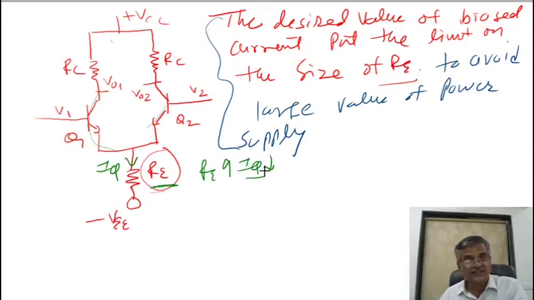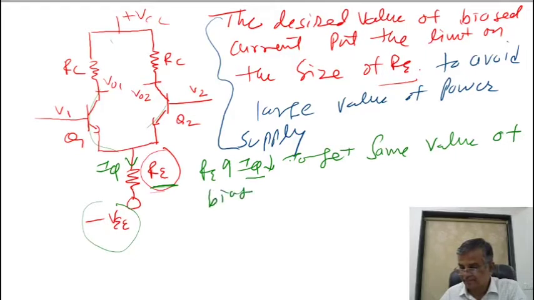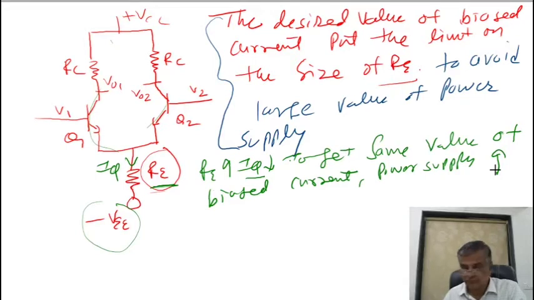As this is decreased, if you want to get the same value of the bias current, then you have to increase your power supply. So, to get the same value of bias current, the power supply should increase. Means the value of the power supply should be increased.